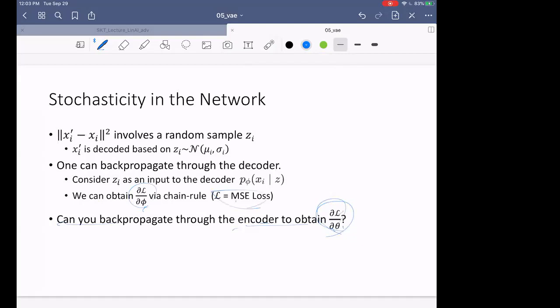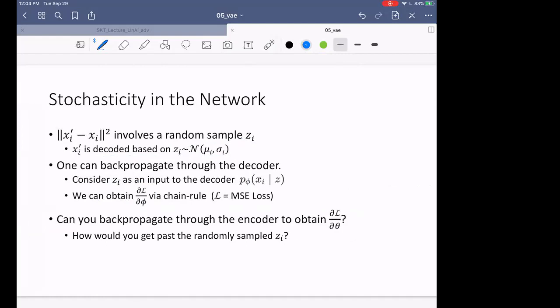Here the loss being the MSE loss. So can you do that? So that becomes problematic for you. It turns out that it is hard, I won't say it's impossible, but really tricky, to get past the randomly sampled zi. Like, how can you backpropagate through a zi, which is a randomly sampled instance from a Gaussian distribution?